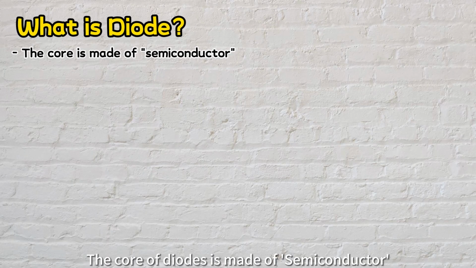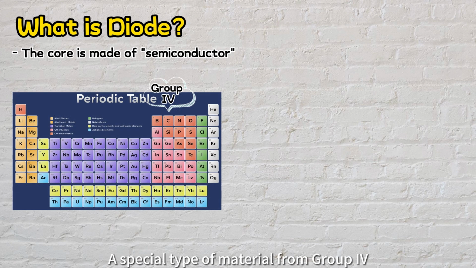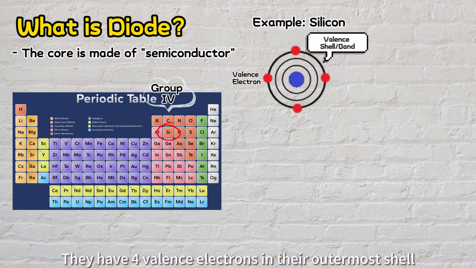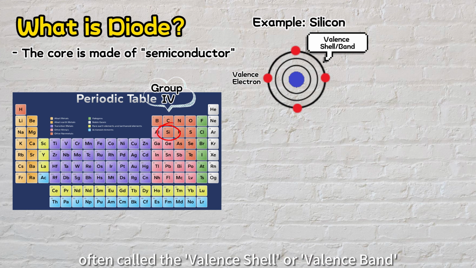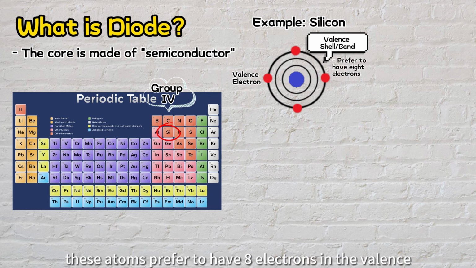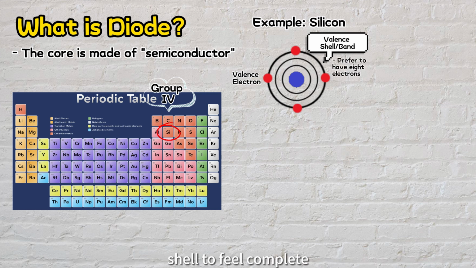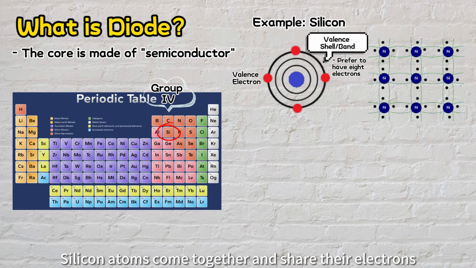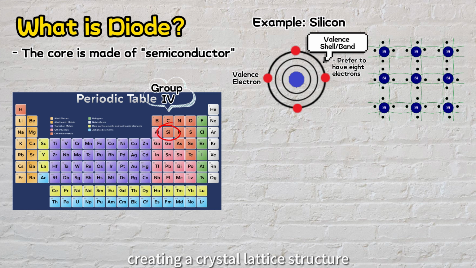The core of diodes is made of semiconductor, a special type of material from group 4 of the periodic table, such as silicon. They have 4 valence electrons in their outermost shell, often called the valence shell or valence band. But here's the thing, these atoms prefer to have 8 electrons in the valence shell to feel complete. To reach this stable configuration, silicon atoms come together and share their electrons, creating a crystal lattice structure.